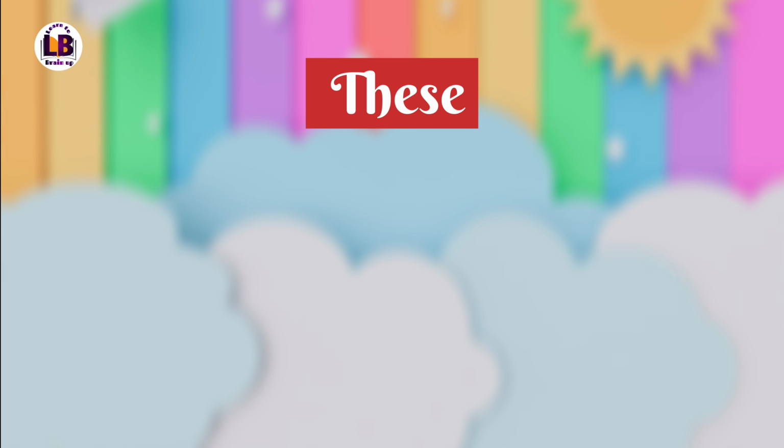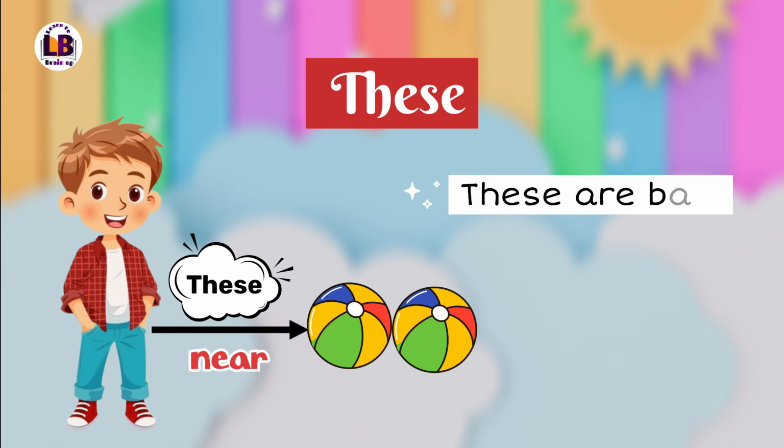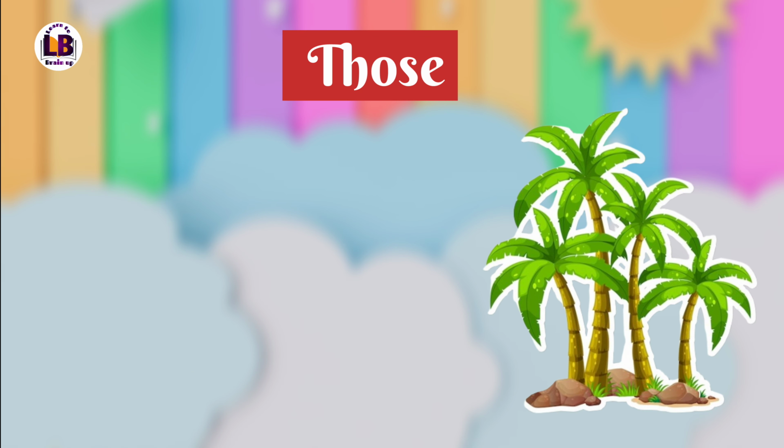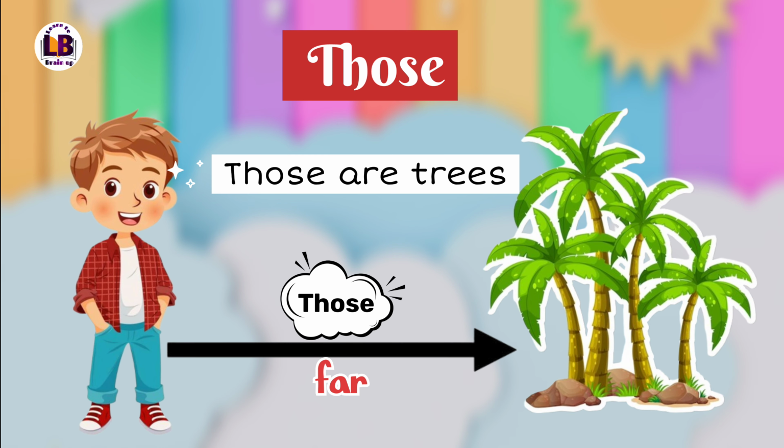For example, balls. Balls are near to the boy. So we will use these are balls. Trees. Now those trees are very far from the boy. So we will use those are the trees.